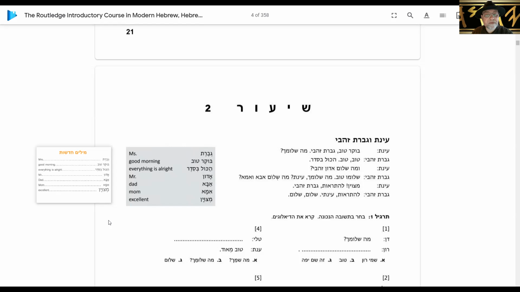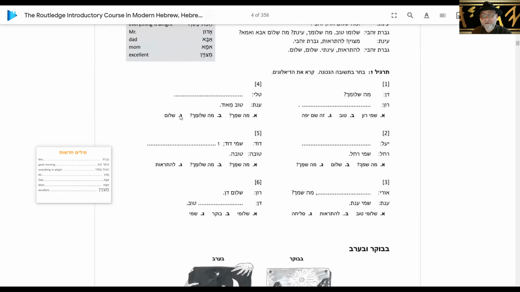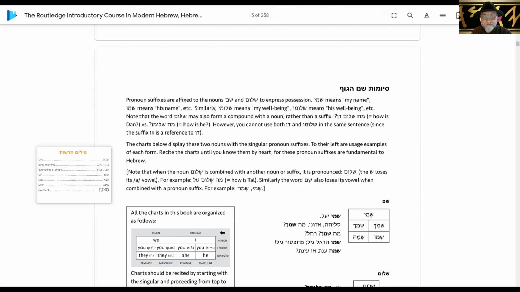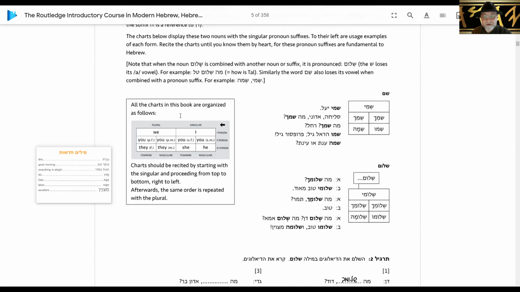Okay, so this is basic stuff that, you know, when you start to learn modern Hebrew, this is the kind of stuff that you're going to want to start with. Okay, so we'll stop there.